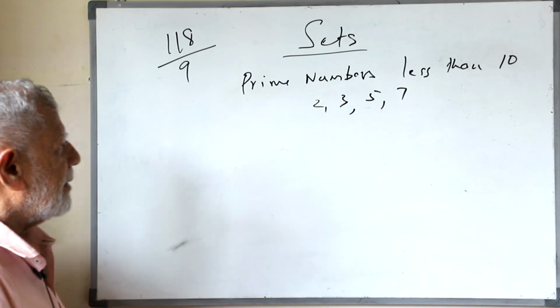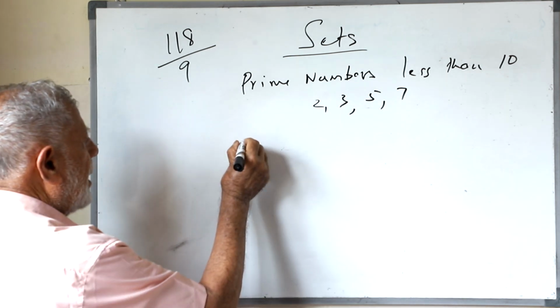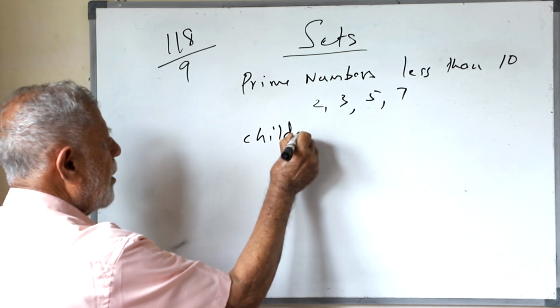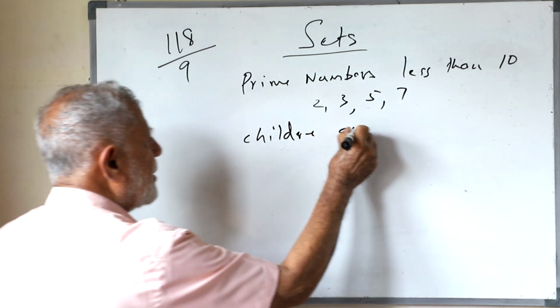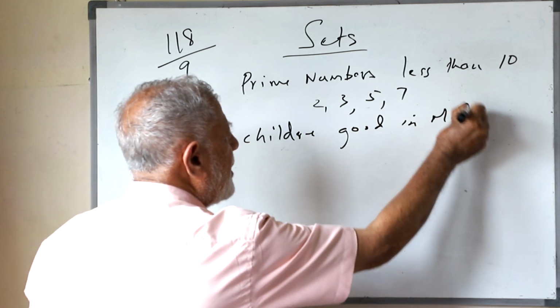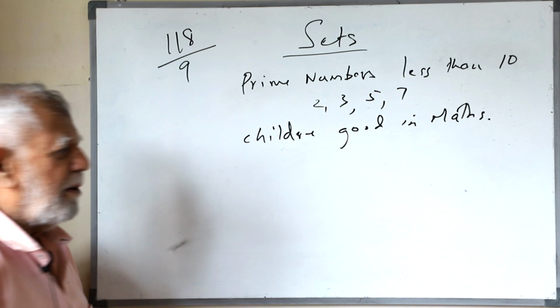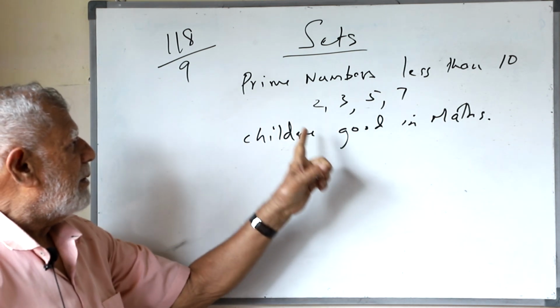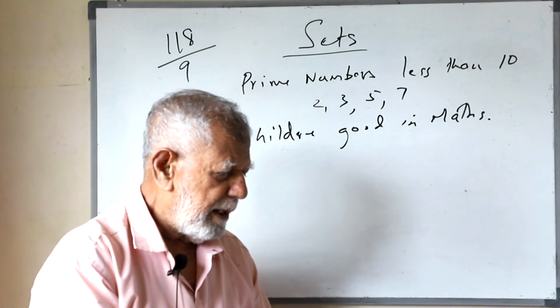But if you have something like children good in maths, we can't identify the children because some will be good, some will be bad, and there will be borderline cases. So this is a set and this is not a set. Look at the next one.